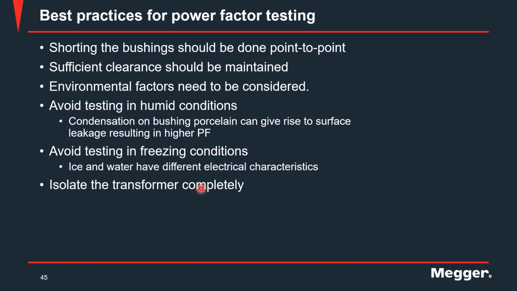Isolate the transformer completely. I've seen a lot of people test a transformer with other components connected, like surge arresters or insulators in parallel. When you have those components connected, you're not just testing the transformer, but you're also testing those components. And those components can have a higher power factor value than the transformer. The instrument would again not be able to differentiate between the resistive current coming from the parallel components and the currents coming from the transformer, and so it will most likely give you a higher power factor value than what you would get if you were to just test the transformer. So for accuracy, it's very important that you test with the transformer isolated from everything else.